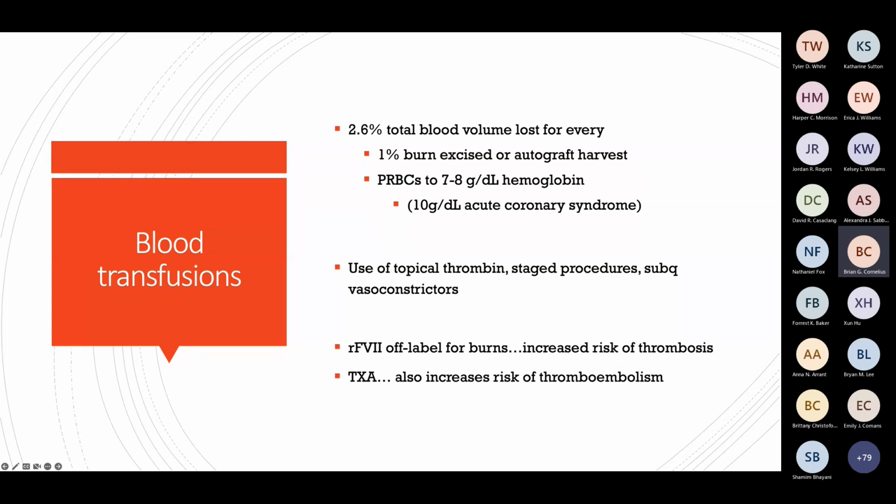One of the things you have to think about for these patients, even though they don't lose a whole lot of blood initially, is that especially as they start undergoing surgical procedures, you will lose some blood. So kind of a formula, if you really want to think about it, generally they're going to lose about 2.6% of total blood volume for every 1% of burn excised or graft that's harvested.